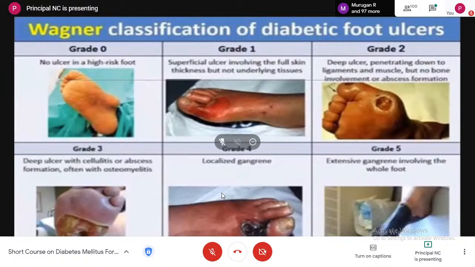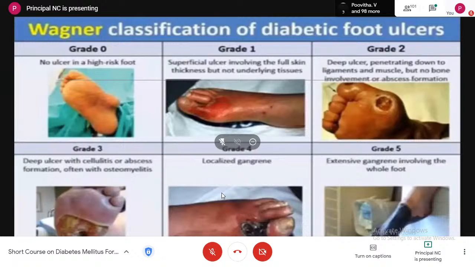And grade 4 is local gangrene. If black discoloration is there, here on the base of the grade 2 you are seeing the discoloration. This is gangrene. If there is gangrene, obviously we have to amputate it. But in this picture, we can do wound debridement and then wait before amputation. So this is grade 5.